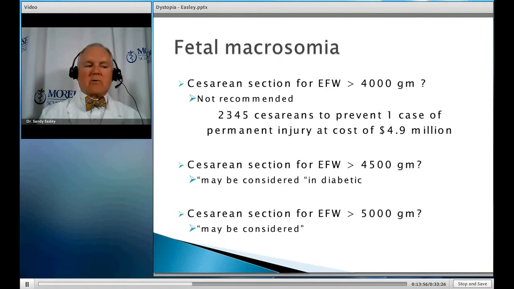But there are some helpful guidelines. The American College of OBGYN, cautiously avoiding the promulgation of a rigid standard of care, recommends, quote-unquote, consideration of cesarean section when the estimated fetal weight exceeds 4,500 grams in a diabetic patient. And the upper limit for safe vaginal delivery seems to be set at 5,000 grams.